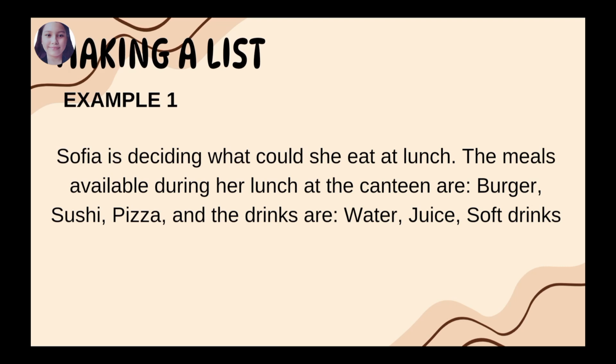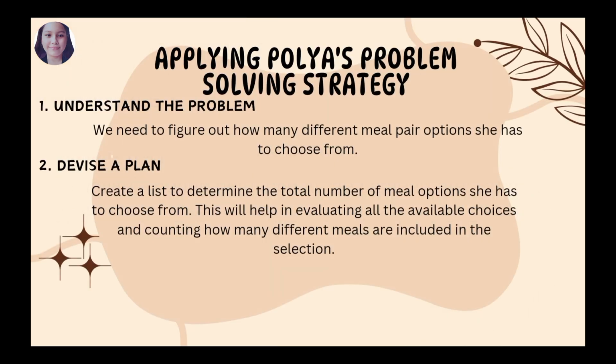The meals available during her lunch at the canteen are burger, sushi, and pizza, and the drinks are water, juice, and soft drinks. Applying Polya's problem-solving strategy. First, to understand the problem, we need to figure out how many different meal pair options she has to choose from. Second, devise a plan. Create a list to determine the total number of meal options she has to choose from.